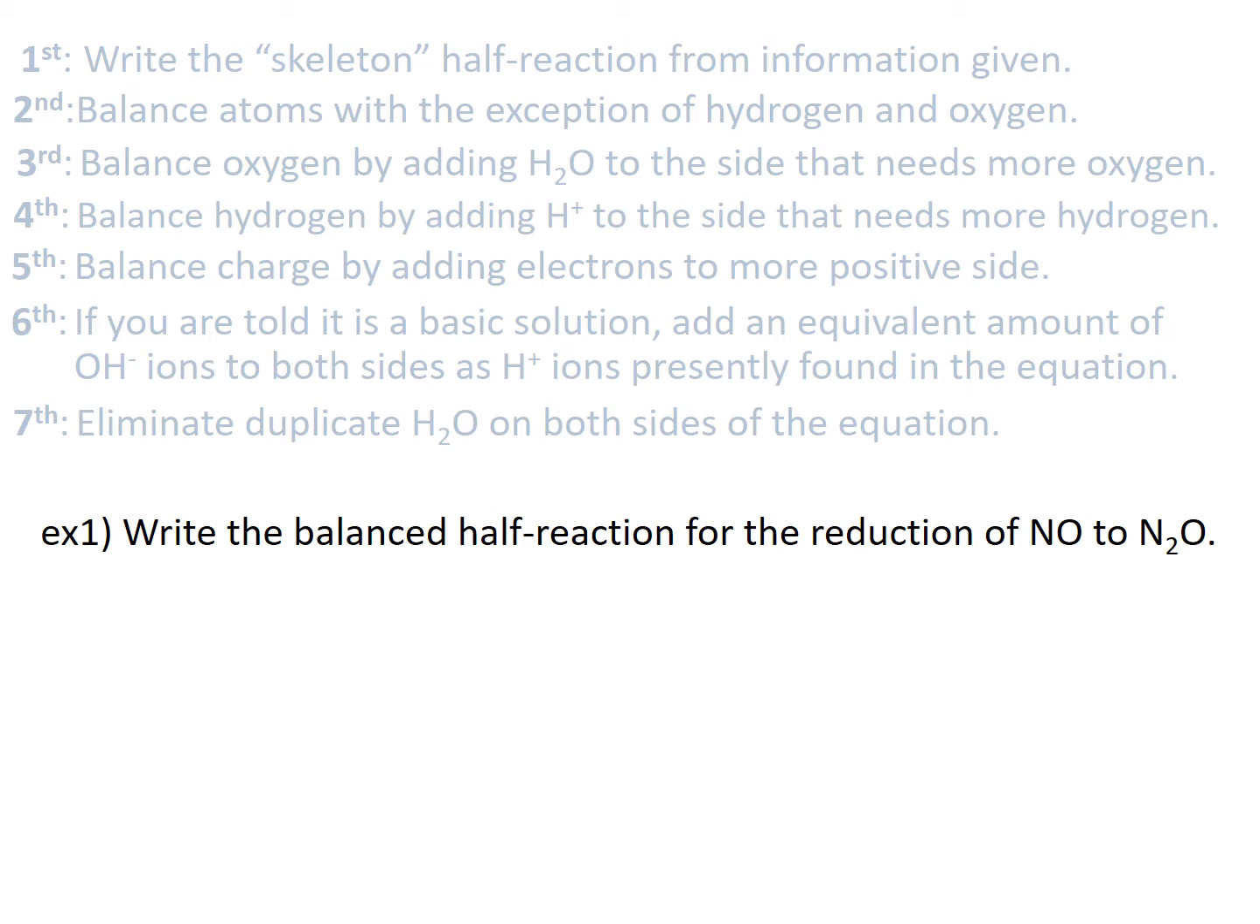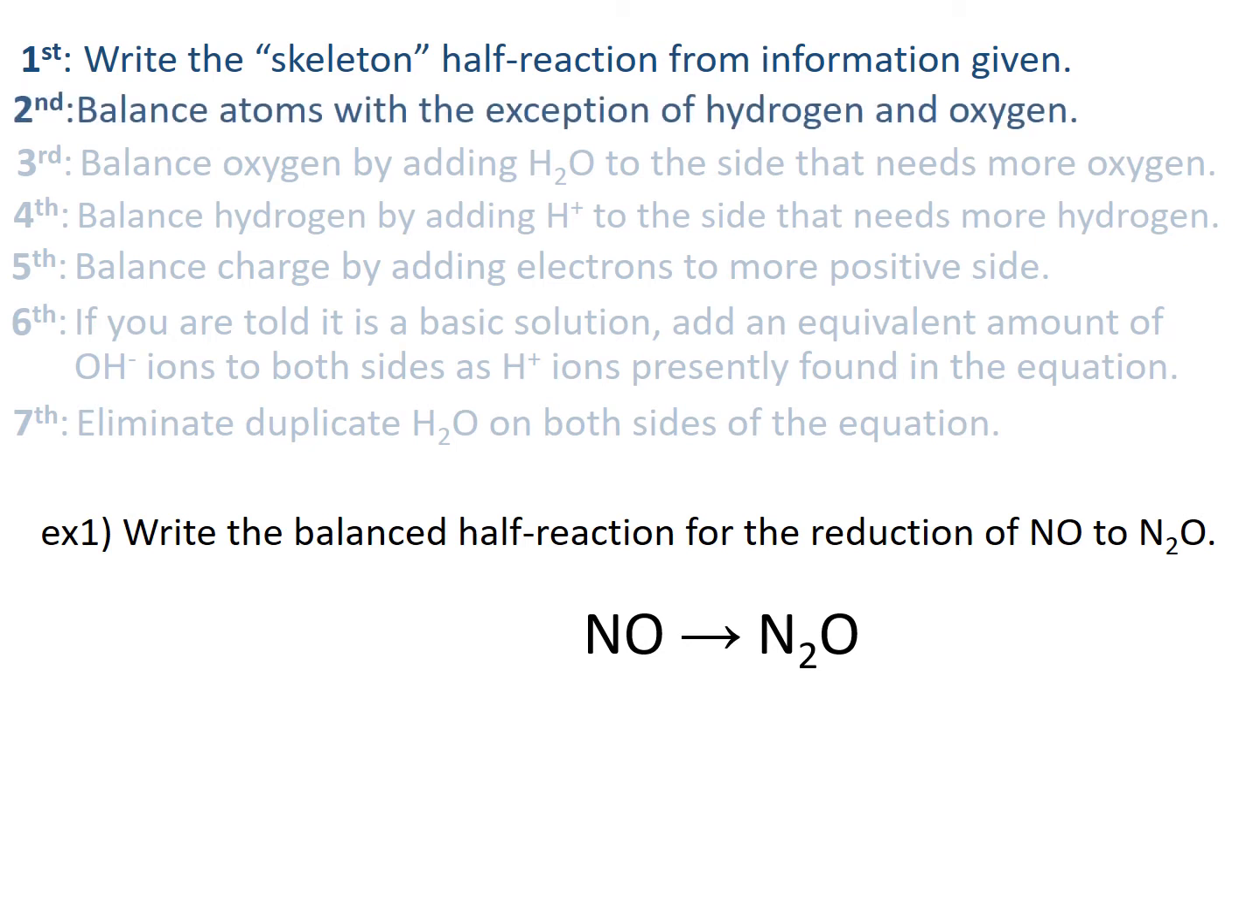Example 1. Write the balanced half reaction for the reduction of NO to N2O. So first, write the skeleton half reaction from the information given. And we are told that NO is turning into N2O. Step 2. Balance atoms with the exception of hydrogen and oxygen. So that means we are going to have to balance nitrogen. So I have 2 nitrogens on the right, so I'll put a 2 in front of the NO, so that gives me 2 nitrogens on the left.